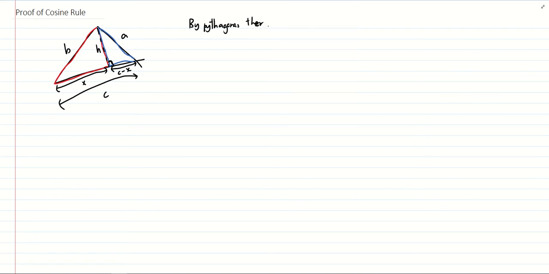from the red triangle itself, h square equals b square minus x square. The reason why it is minus is because b is the hypotenuse. Let's call this equation 1. And then from the blue triangle, we can also use the same h square. So h square equals a square minus c minus x, the whole thing square. And let's call this equation 2.